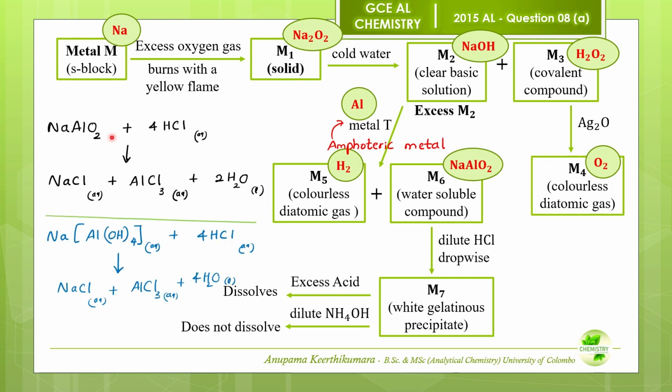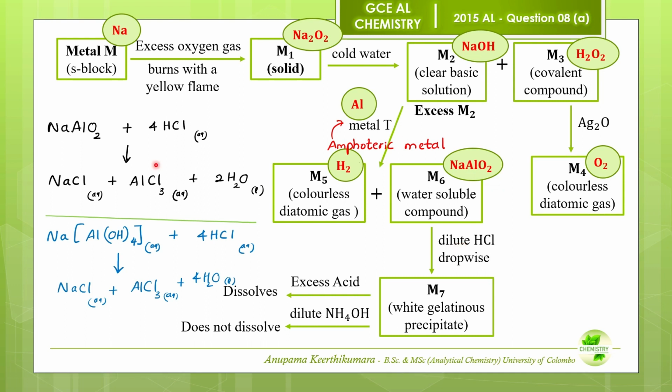When dilute HCl is added dropwise, sodium aluminate reacts with HCl and produces aqueous sodium chloride, aqueous aluminium chloride and water. You can write the same equation for this aqueous complex as well. Then you can see the products are also the same. This dilute HCl is added dropwise. Therefore, the solution is still basic. That means hydroxide ions are present in the solution.